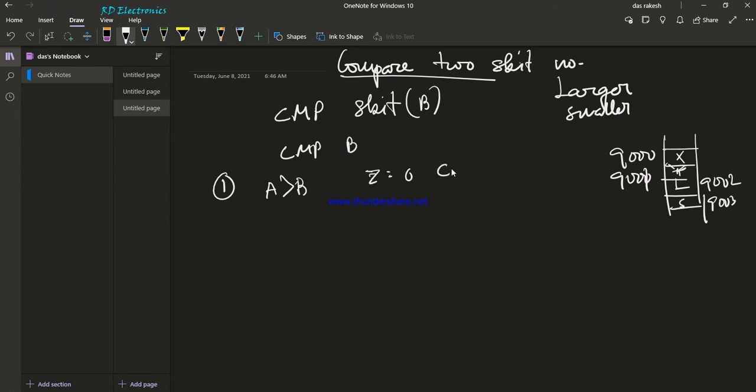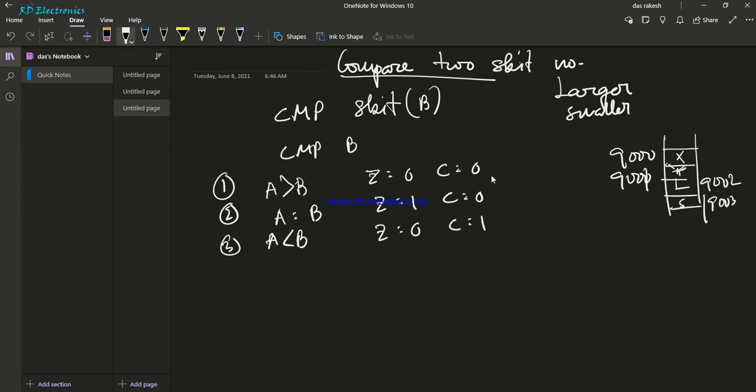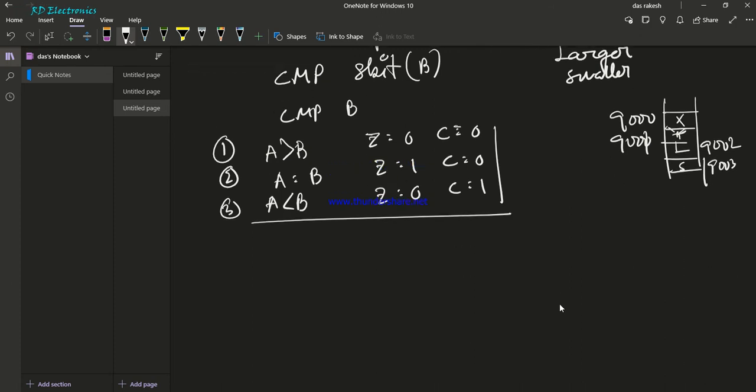Then zero flag equals 0, carry flag equals 0. Now what is the status if they are equal? This is zero flag equals 1, carry flag equals 0. And the third is most important. If A is less than B, then zero flag equals 0, carry flag equals 1. So depending on this flag, we can make a decision in our programming logic, different programming logic.